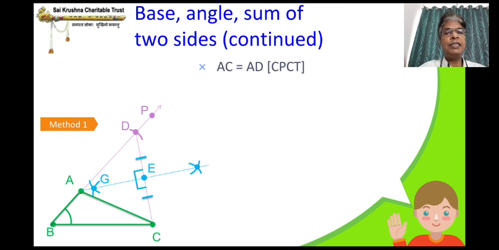Now AC equal to AD. Why? CPCT, corresponding parts of congruent triangles. So AC equal to AD. We have got it, right? These I am not going to explain in detail because we have already practiced so many times.